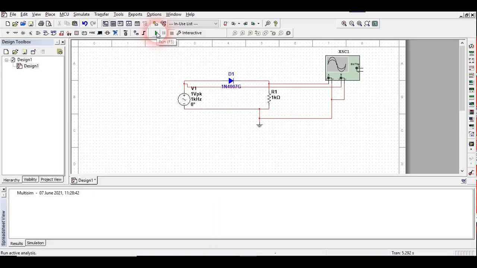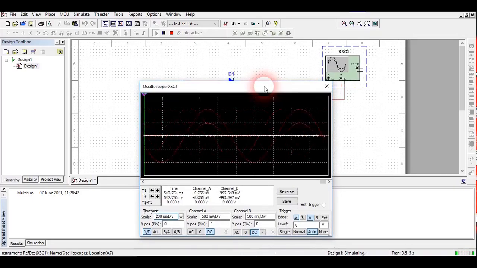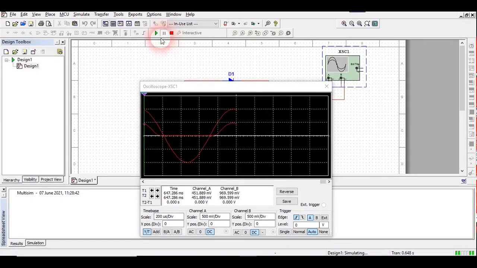So again I am going to run this. After running it, I am going to turn on the oscilloscope here. Just see here, I am again going to use the single button, or just pause this. Pausing is not making it look good, so I am going to click on the single portion.